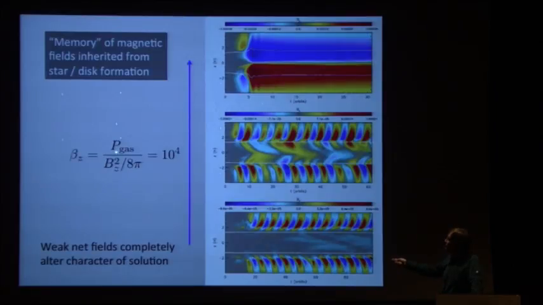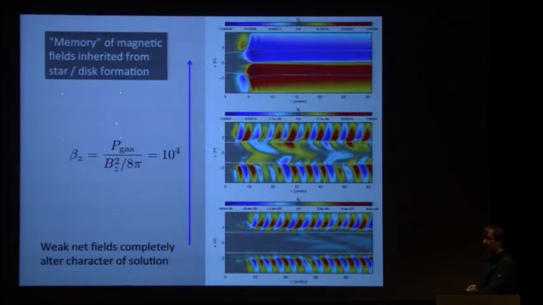So if we measure them in terms of the ratio of the gas pressure to the magnetic pressure in this vertical field component, this middle panel here is a beta value of 10 to the 4. So by no means is this the sort of strong magnetic field that people discuss, for example, when they're thinking about classical models for protoplanetary disk winds. So it suggests that there's this memory of the magnetic field which is inherited from the star formation process that would play a very substantial role later in how the disk behaves.